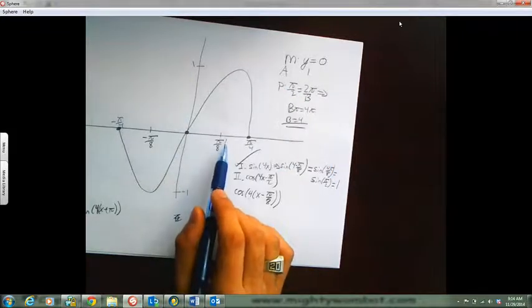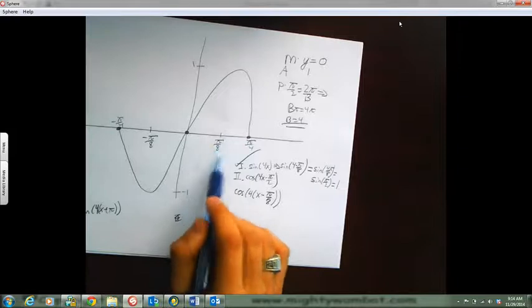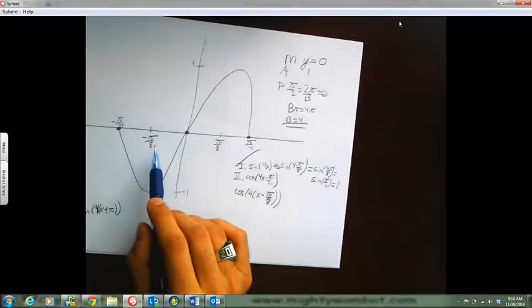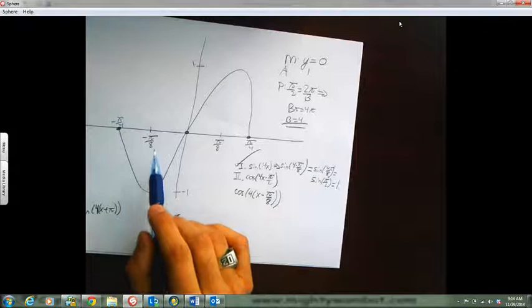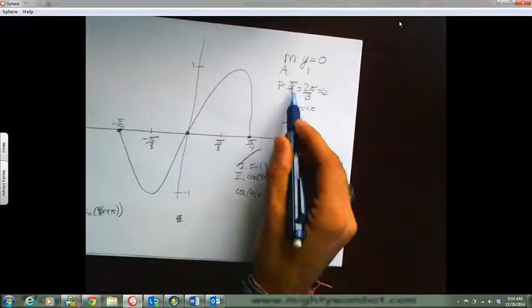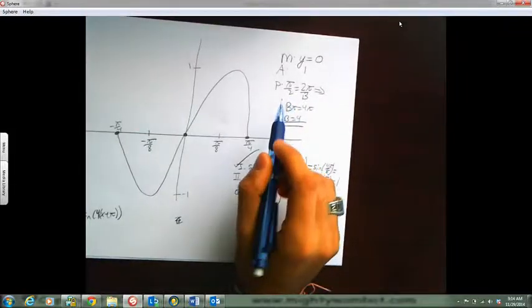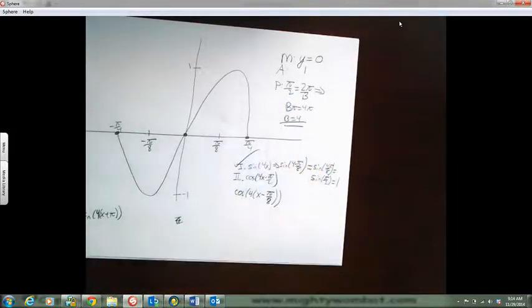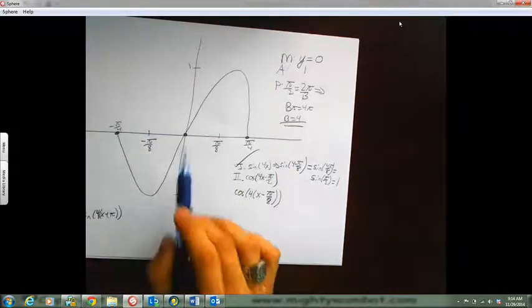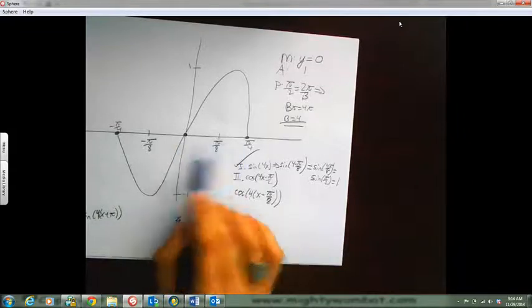By the way, there might be a question: how did you know, Mr. S, that this was pi over 8 and this was negative pi over 8? That's a great question. The way I knew is, remember, the period is pi over 2. If I divide pi over 2 by 4, I get pi over 8. Remember what I said in class, and I've mentioned it a couple times: for the period, you always divide the period by 4. Pi over 2 divided by 4 is pi over 8. That means every pi over 8 units, you're going to have a key point.